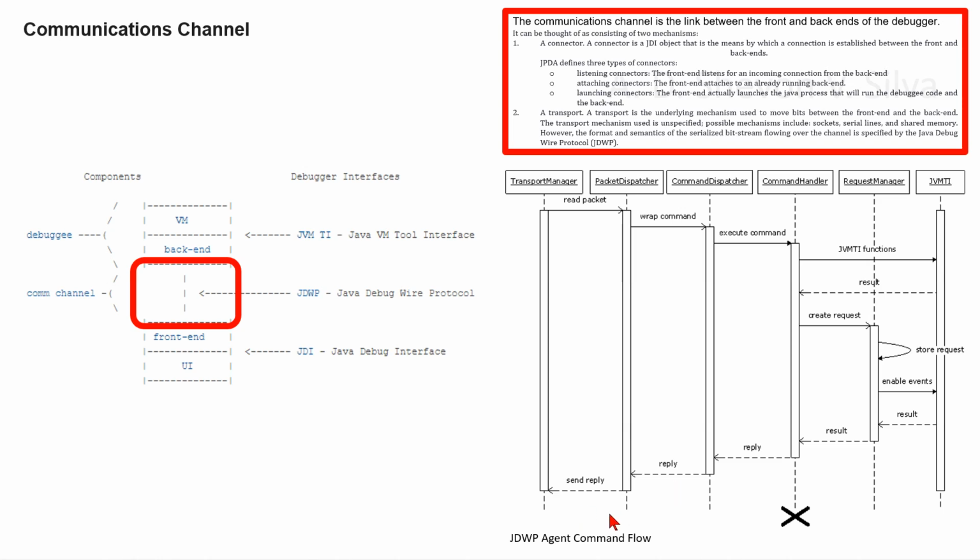Note this figure is simplified so as not to show that the request manager and the command handler call into the object manager and thread manager to get the object IDs and the thread info. These calls into the thread and the object manager are equally relevant for command and event packet flows in the JDWP agent.